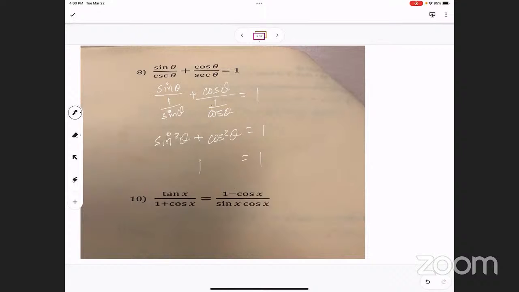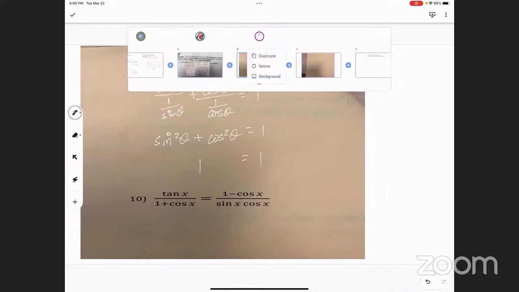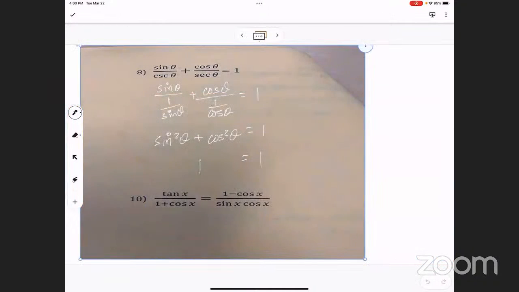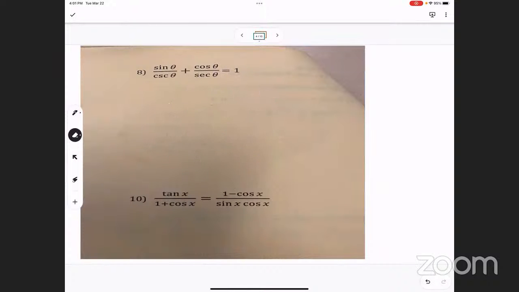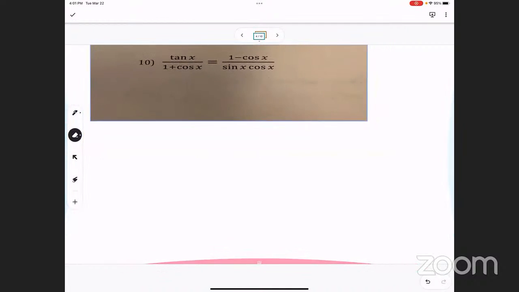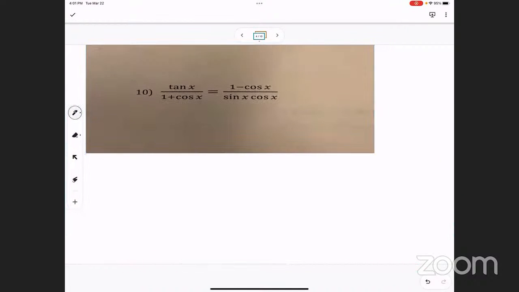So this next one here, let me just duplicate this page. This next one might take a little bit longer. So let's move it up. All right, so the first thing we're gonna do, you guys okay with me just working on the left side, right side like this?